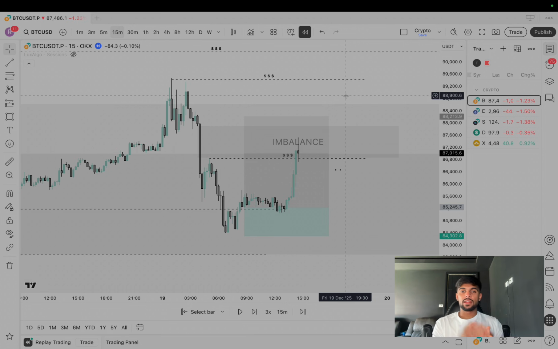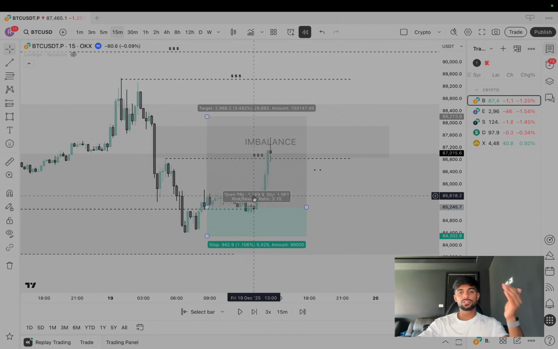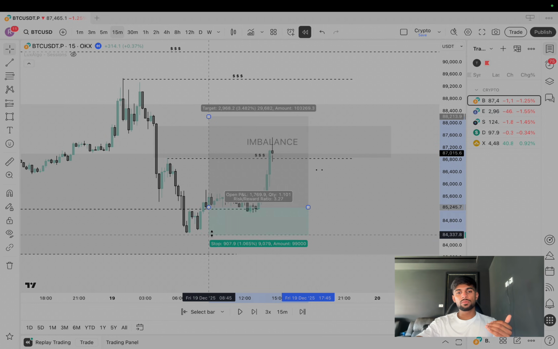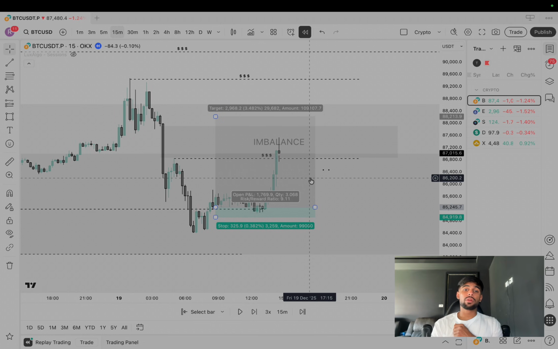And the reason why I didn't at this level is, number one, we are comparing a 15-minute imbalance zone to an 8-hour demand zone that we're currently in, which price has strongly pushed off at, right? So there is more bias of price continuing up. Price could definitely come back down, but I'm weighing the odds of which has more strength, the 8-hour demand zone or the 15-minute imbalance. And if anything, I can always move my stop loss to reduce the risk of the trade. We've already pushed up so high.